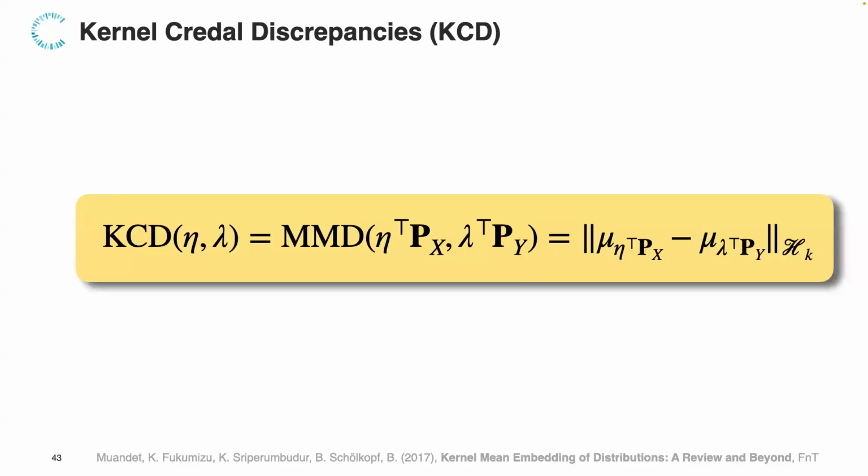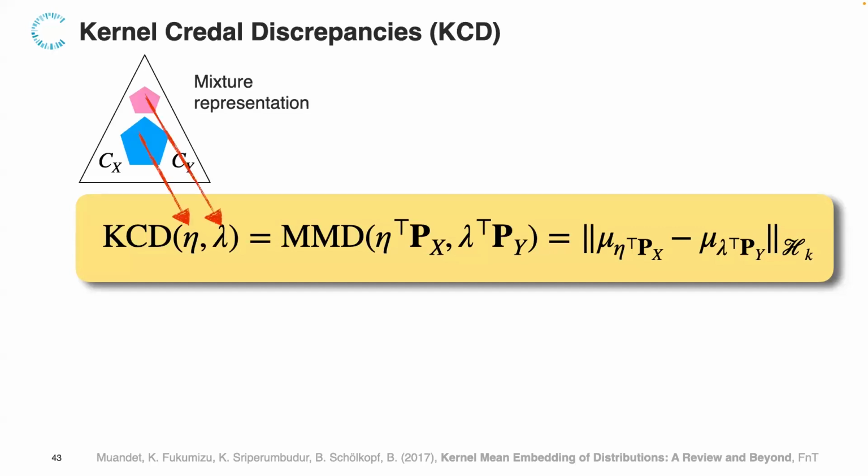So to do the optimization, we need to find an objective, right? We need to be able to measure, given 2 points in 2 Credal sets, what is the distance between them. To do that, we use MMD, maximum mean discrepancy, or because it's specific to Credal sets, I'm calling this the kernel Credal discrepancy.